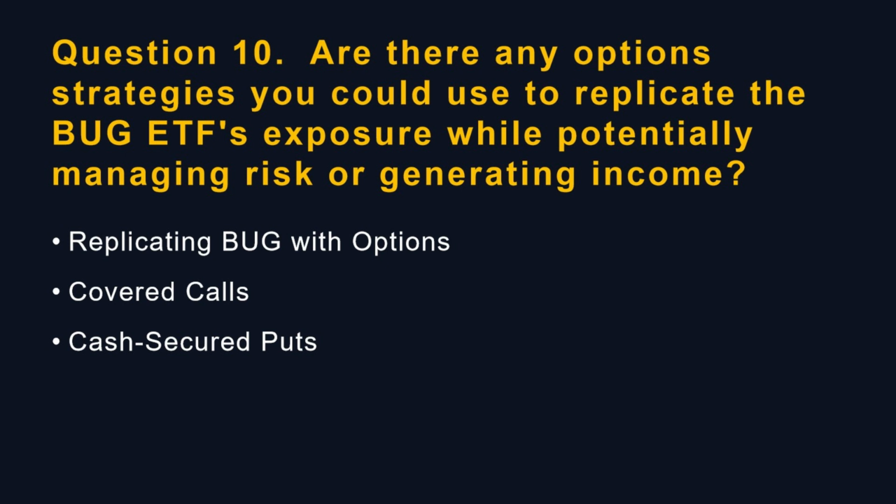Mechanics: sell put options on BUG, or a similar ETF, while holding cash equal to the strike price of the put option. If the price of BUG falls below the strike price by the expiration date, you will be assigned shares of BUG at the strike price. This can be a way to potentially acquire BUG at a discount if the price falls.